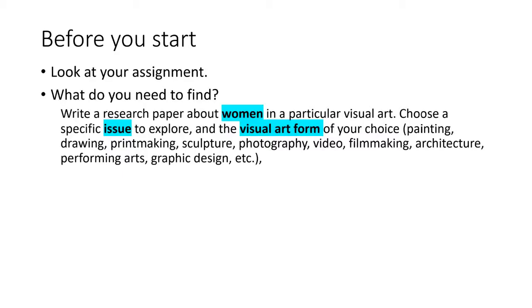Before you start searching for your articles, you want to decide what you want to find. Please read your assignment and identify what your instructor is looking for. In this case, you want to be writing about women in a particular visual art form, and you want to choose a specific issue.